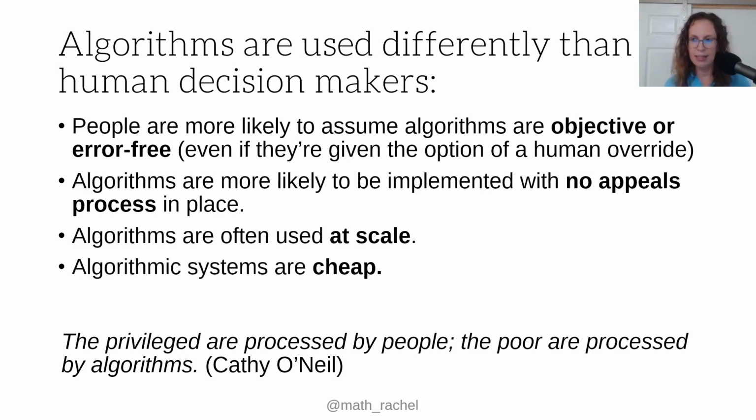So in many cases, I think that algorithmic systems are being implemented not because they produce better outcomes for everyone, but because they're kind of a cheaper way to do things at scale. Offering a recourse process is more expensive. Being on the lookout for errors is more expensive. So this is kind of cost-cutting measures. And Cathy O'Neil talks about many of these themes in her book, Weapons of Math Destruction, under the idea that the privileged are processed by people, the poor are processed by algorithms.